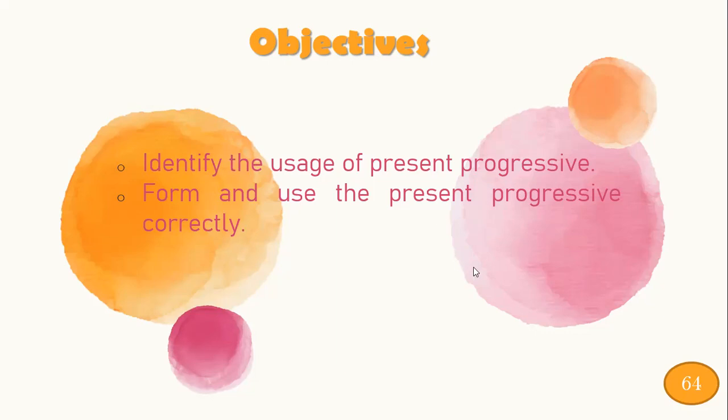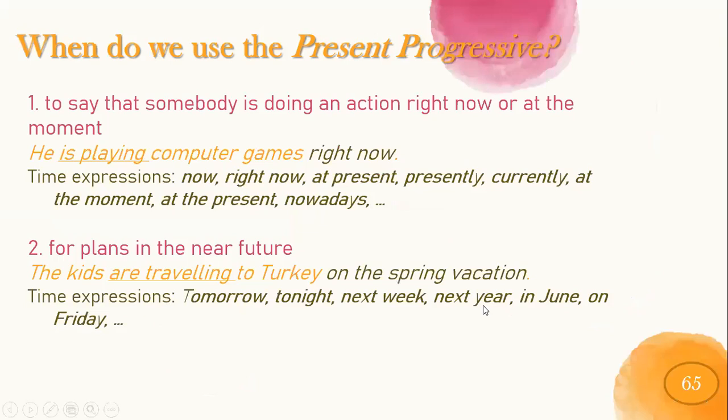Now we move to the present progressive. Present progressive or continuous. From its name, continuous, we know that something started happening and didn't end at the same time. It kept happening for a certain period of time, so it takes an interval of time. Let's see what we use the present progressive for. Two main usages for the present progressive.